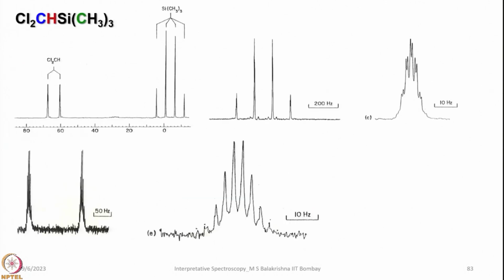Now, I am presenting another interesting molecule here. You can see dichloro-trimethyl methane here. If we look into the 13C NMR spectrum, we are expecting 2 signals here. One is for this methane carbon, and the other one is the methyl group present on silicon.